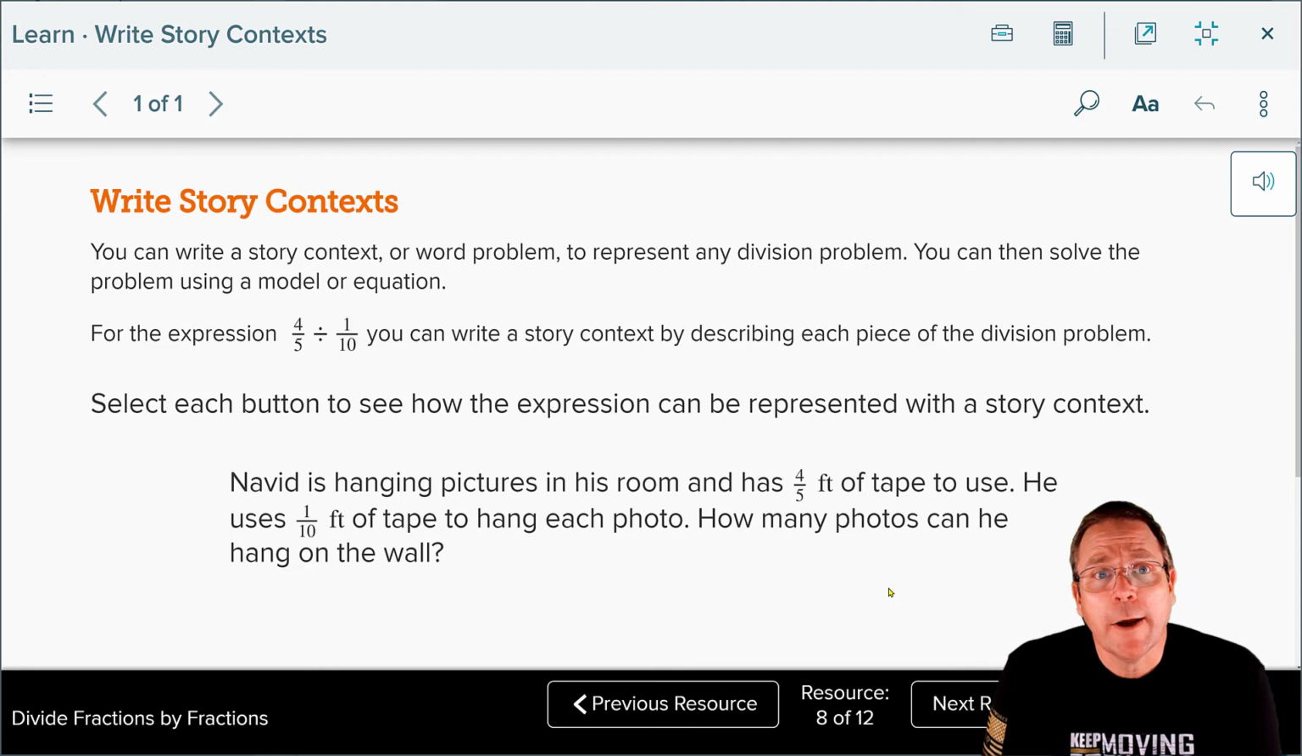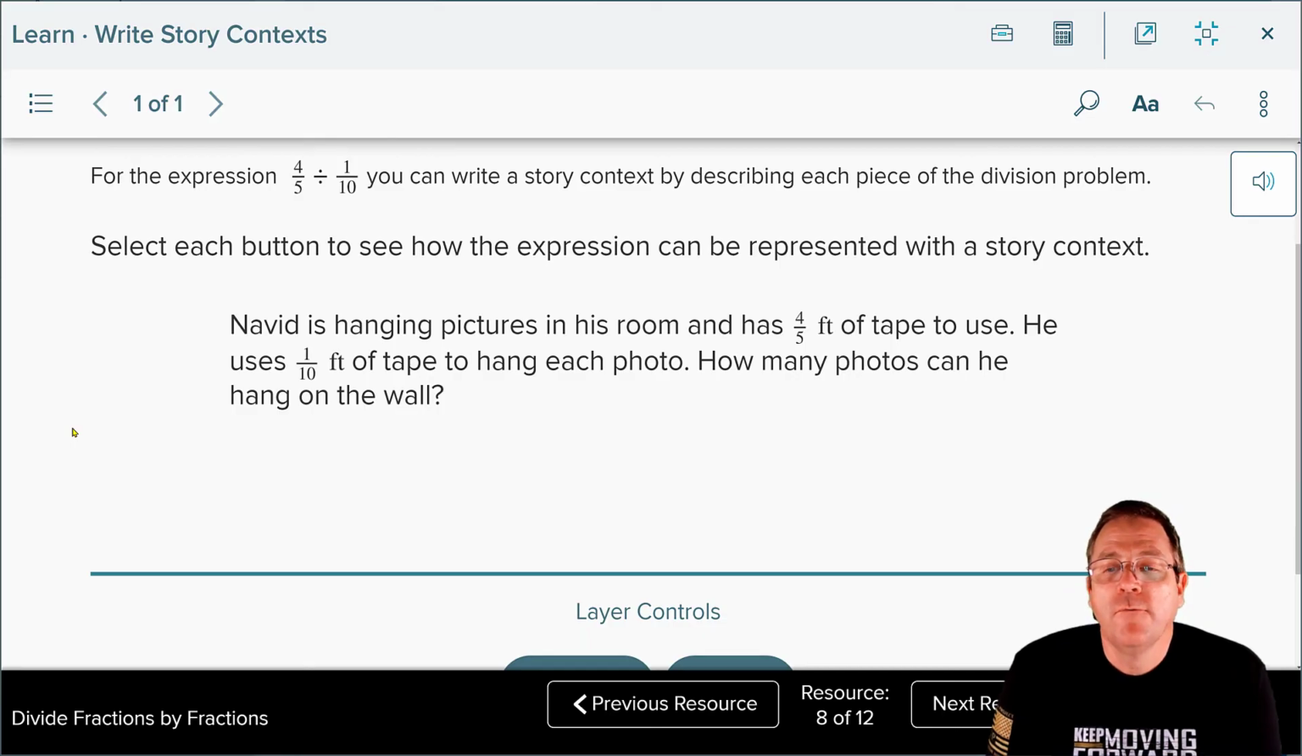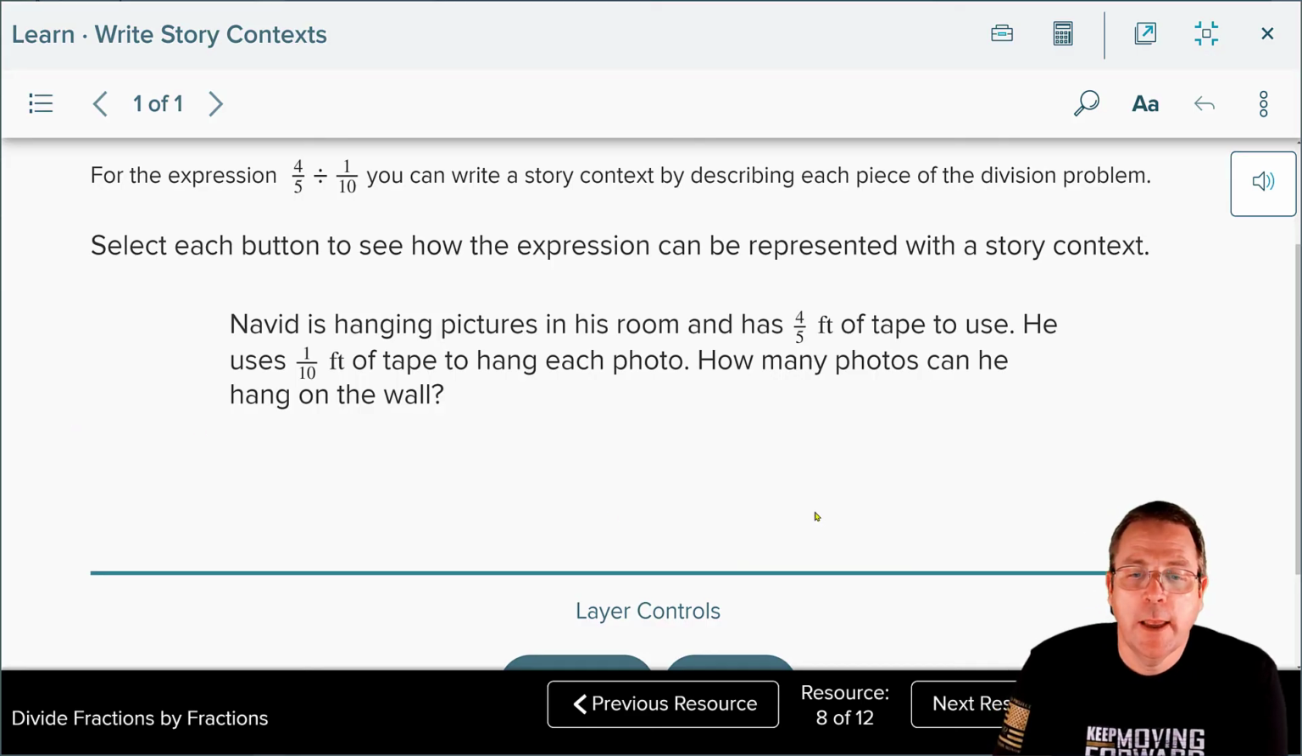Now it's going to be story writing time. You can write a story context or word problem to represent any division problem. You can then solve the problem using a model or an equation. For the expression 4/5 divided by 1/10, you can write a story context by describing each piece of the division problem. So here we have Nadia is hanging pictures in his room. He has 4/5 feet of tape to use, and he uses 1/10 foot of tape to hang each photo. How many photos can he hang on his wall?